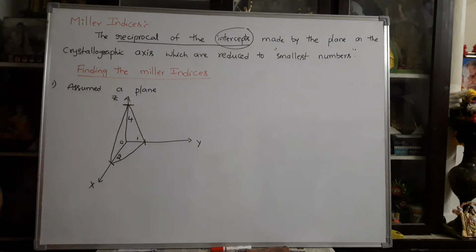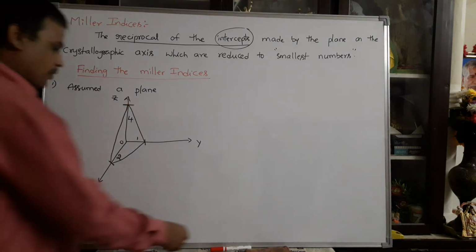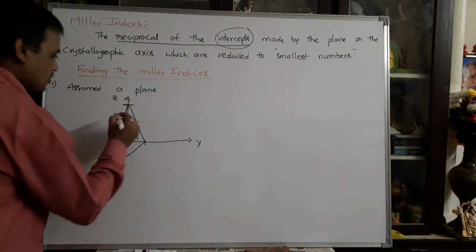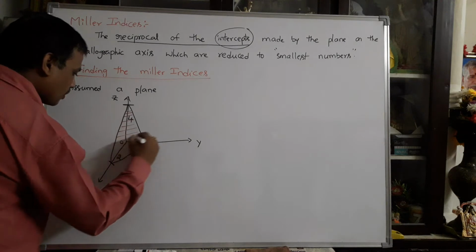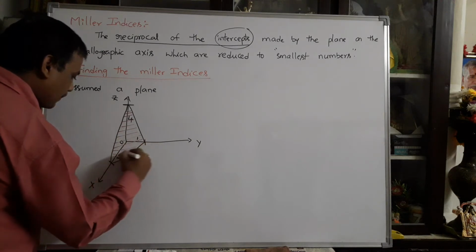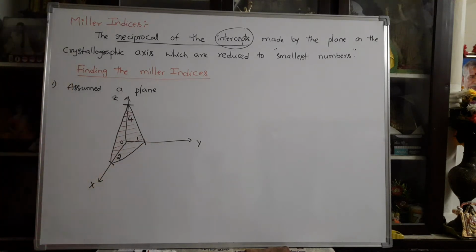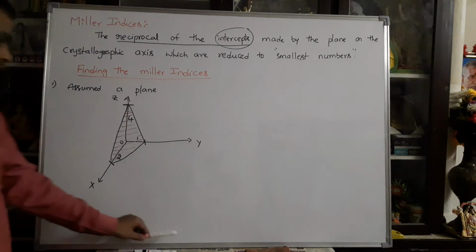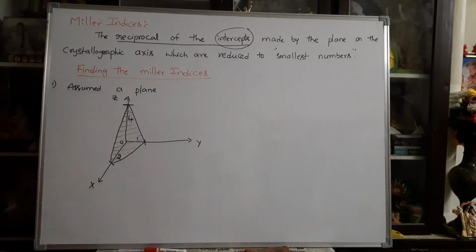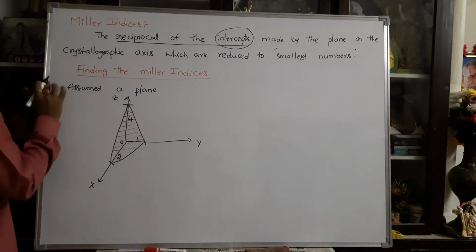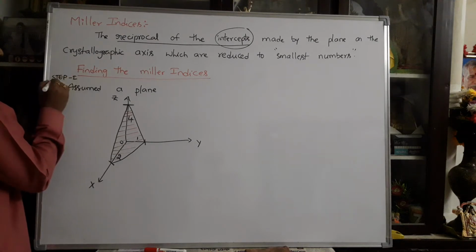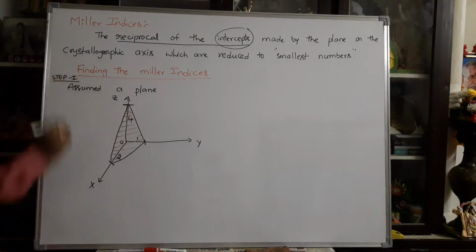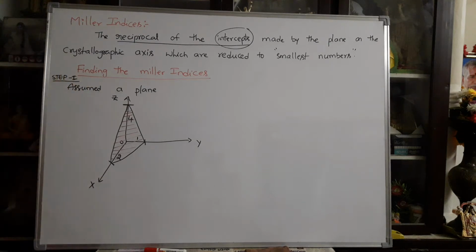Like this. So that is our assumed plane. The assumed plane can be shaded like this. This is the plane or lattice plane. So first of all, I am assuming the plane, and this can be taken as step number 1. So that is the plane we have constructed. So that is step number 1.